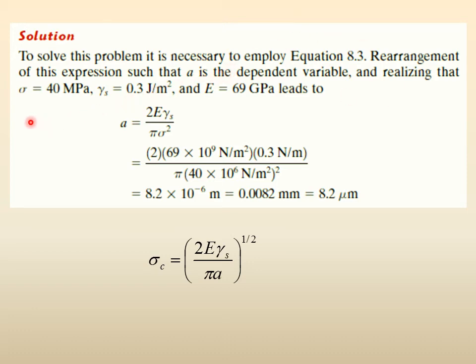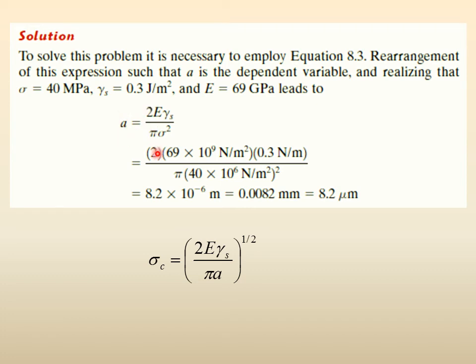I have already done what you do. Sigma is 40 megapascal, gamma S is 0.3 joule per square meter, E is 69 gigapascal, a is unknown. So this is the Griffith equation: sigma C is equal to the square root of 2E gamma S upon pi a, right? So just rearrange it, square it, that root sign goes away, a will come over, so this equation will become a is equal to 2E gamma S upon pi sigma squared. So read the question, write the knowns and the unknowns, look at the equations available and rearrange. Once you have everything here, this is an equation which will tell you the crack size a.